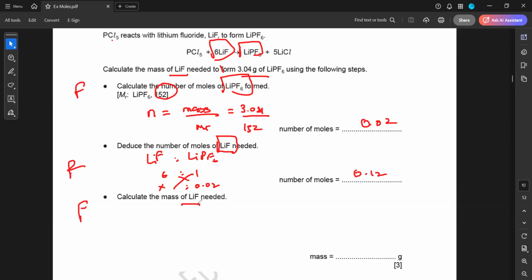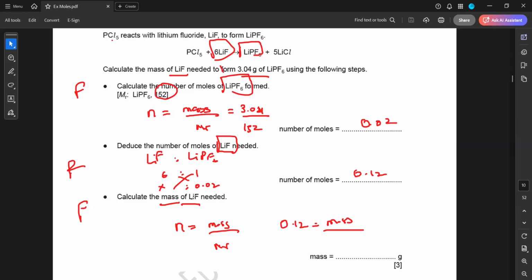Calculate the mass of LiF. So how do we get the mass of LiF? If we need the mass of lithium fluoride, moles equal mass in gram divided by the molar mass. So moles are 0.12, mass in gram we don't know.